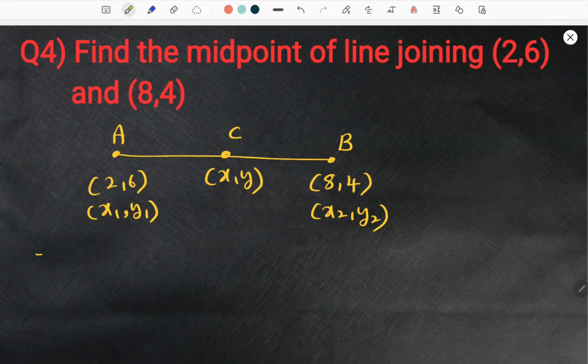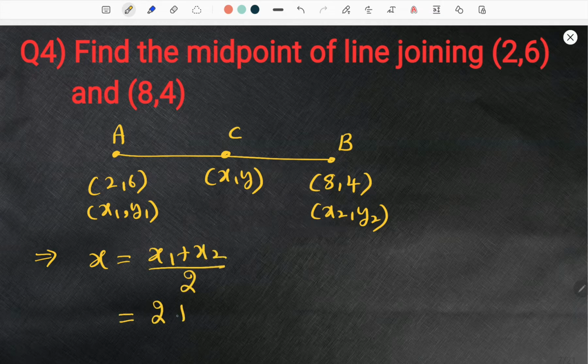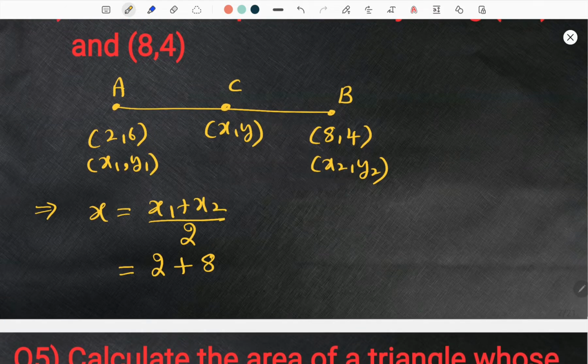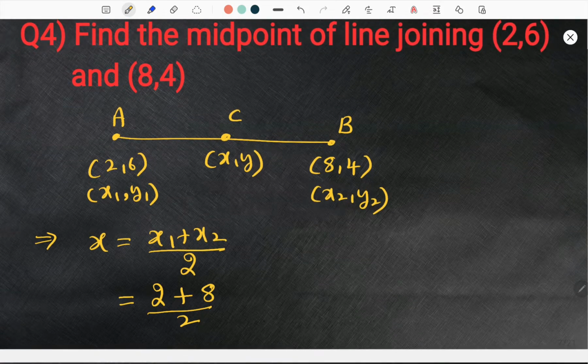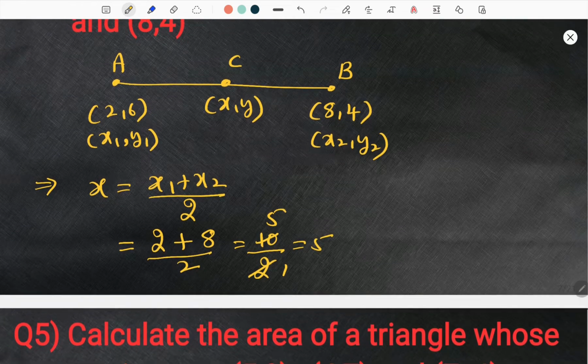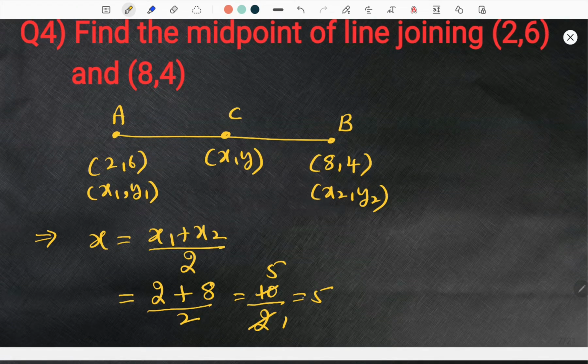All right, so what is the formula for x? x is equal to x1 plus x2 divided by 2. What is the value of x1? 2, plus what is x2? 8, then divided by 2. So that is going to be 10 by 2. 2 fives are 10, the value of x is 5. I don't have space here, so that's why I have done it side by side, but make sure that you are doing it one below the other.